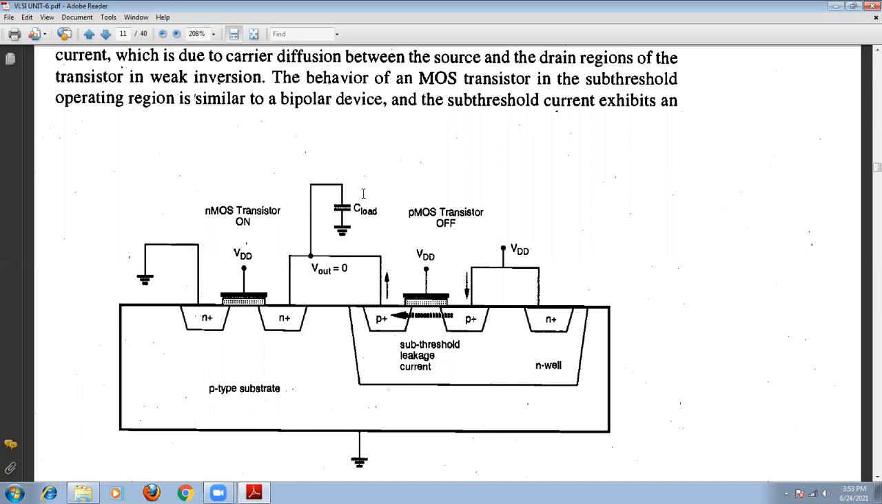This current flows from the source to the drain region. So that current is called the sub-threshold current in this region. In this case, the behavior is that of an NMOS transistor operating in the threshold region like a bipolar junction transistor. And this current exhibits exponential dependence on the gate voltage. This current represents the exponential dependency of the equation.